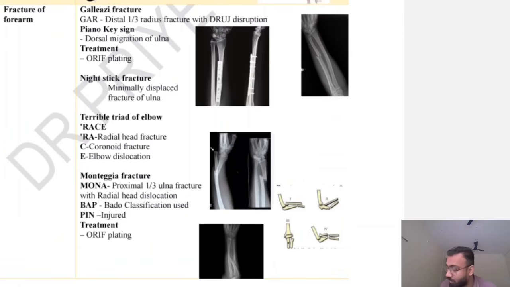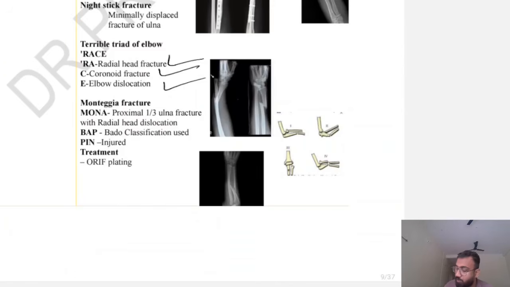Now the terrible triad of elbow. The terrible triad of elbow is known as RACE. What is RACE? Radial head fracture, coronoid fracture, and elbow dislocation. Now the Monteggia fracture dislocation. It is a proximal 1/3 of ulna fracture along with radial head dislocation. Okay, the classification used is Bado classification. Nerve injured is PIN. Treatment is with plating.